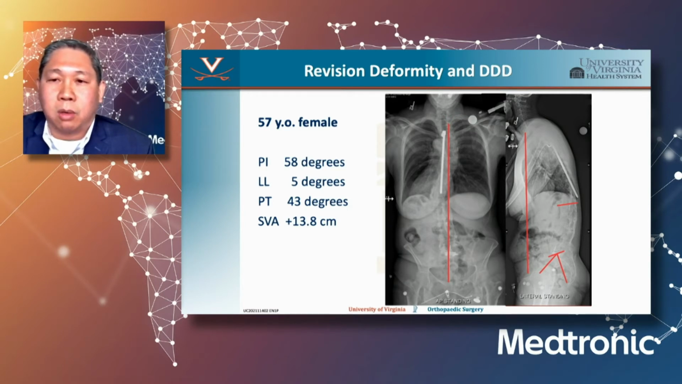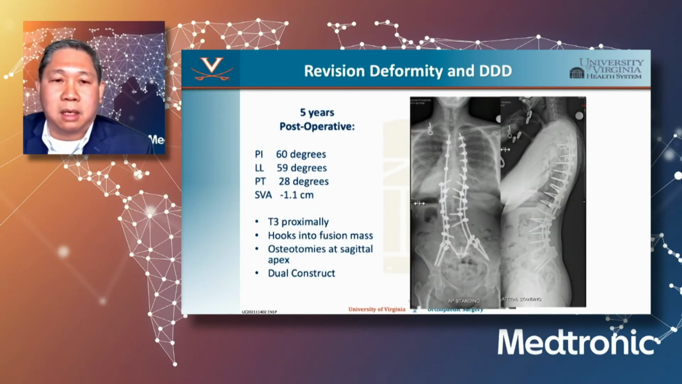I'm really going to attack where the apex of that sagittal curve is, maybe the thoracolumbar-lumbar junction. My osteotomies, and I'm going to pick my proximal level up to where the previous hook was, so T3 down to the pelvis, and do my osteotomies attacking the sagittal alignment.